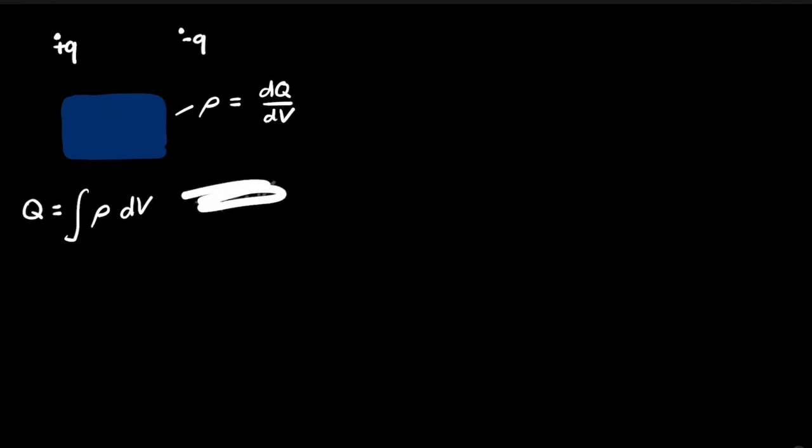So I'm going to rub that out. And this is the way in which you properly do it. So you do it by summing over infinitesimal increases in volume. So that's how you get the charge from the charge density.